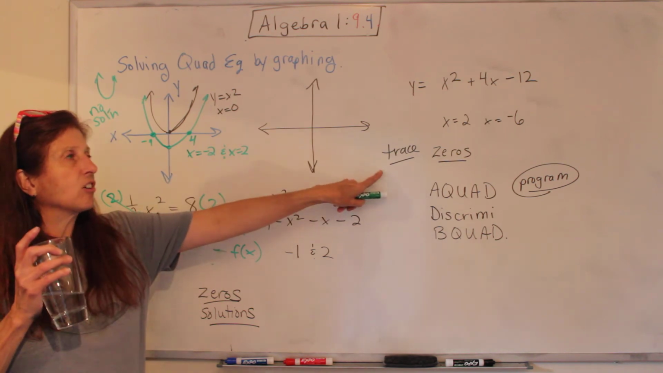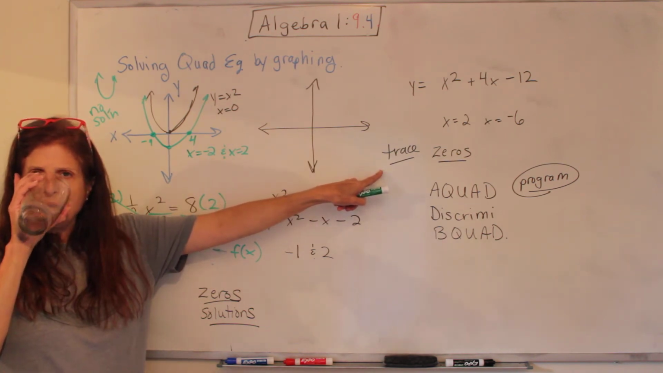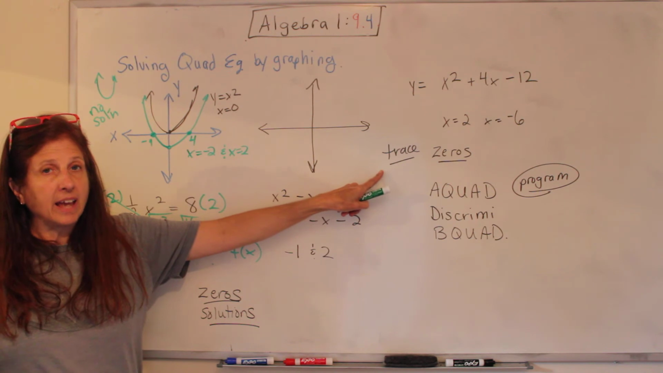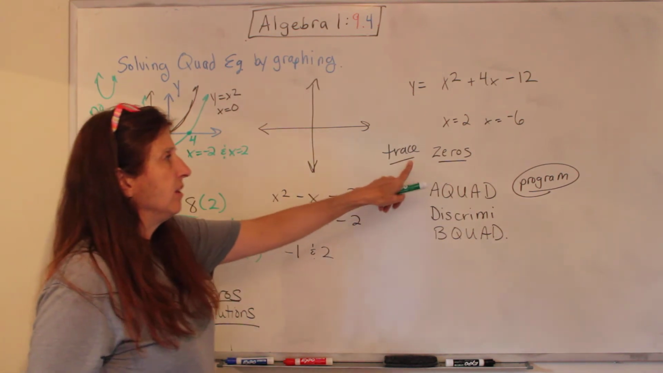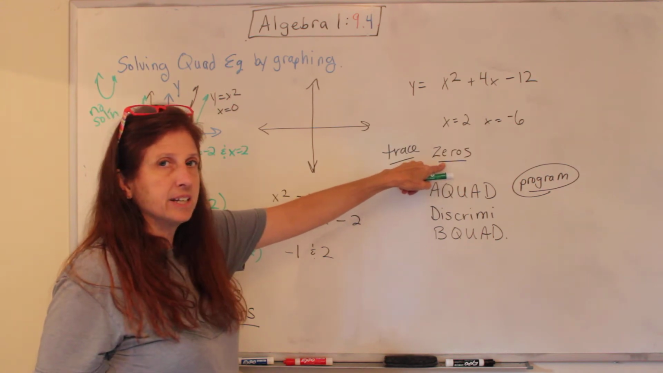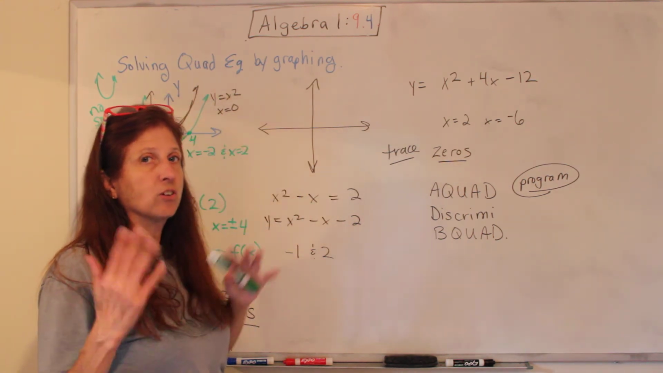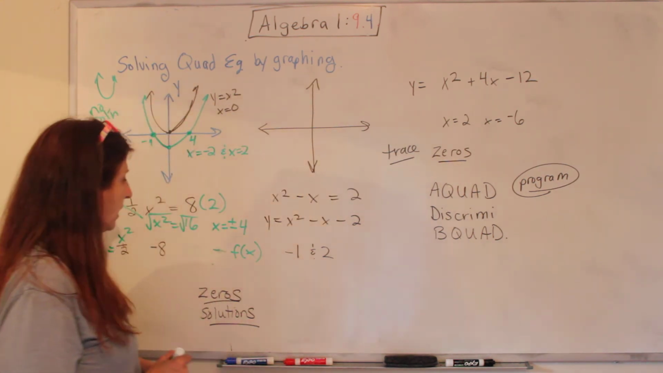Your calculator calls them zeros. And I'll show you in the calculator video how to put in the equation and then do second trace, pick zeros, and I'll show you how to make your calculator tell you the answer.